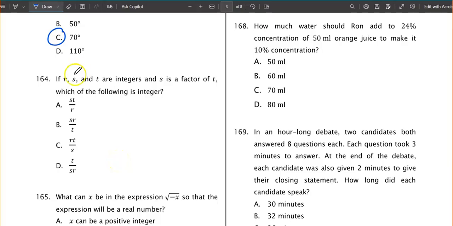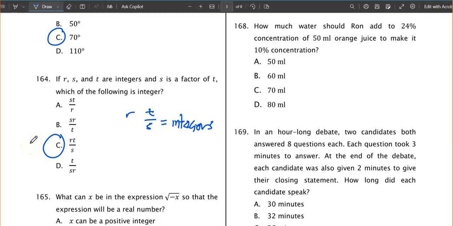Number 164. If R, S, and T are integers, and S is a factor of T, which of the following is an integer? Since S is a factor of T, we can conclude that T over S is an integer. So if we multiply this by R, that means R times T over S gives you an integer as well. But do we have that in our given? That's letter C, by the way. RT over S.